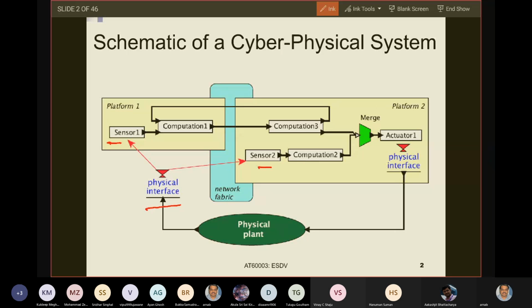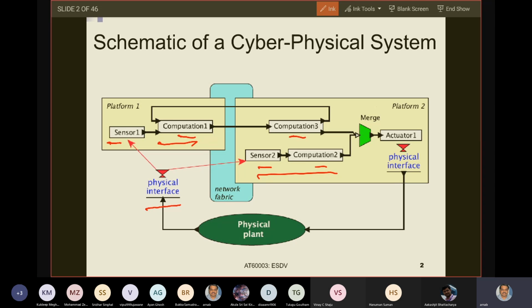Hence for that I require a cyber system. The cyber system in a cyber physical system is composed of two subsystems or subcomponents: the computation subcomponent and the communication subcomponent. The computation subcomponent will be composed of multiple processing platforms on which the functionalities or tasks are going to run. For example, in this figure we see two processing platforms, platform 1 and platform 2, on which three tasks or computations are running.